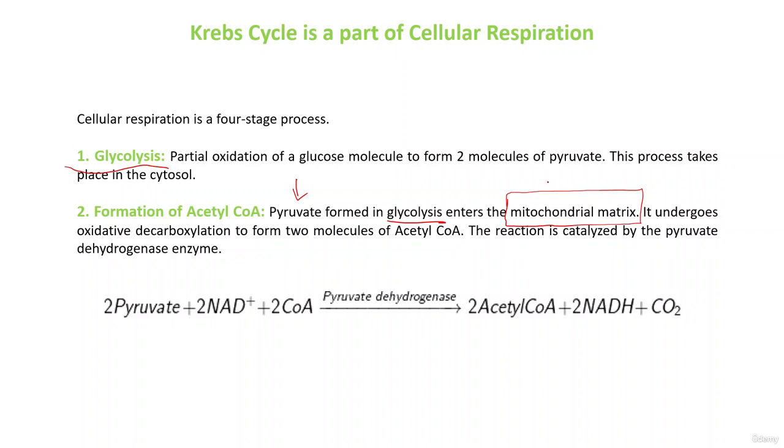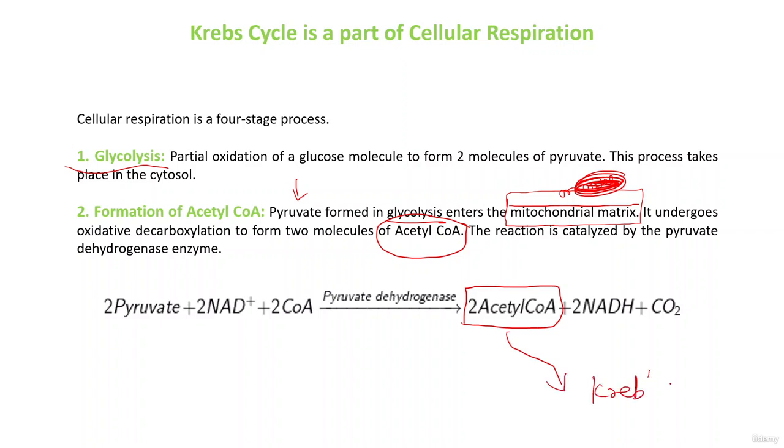Sometimes people confuse between the mitochondrial matrix and the cristae. So the answer is this is not the cristae. The location is the mitochondrial matrix only. Pyruvate undergoes oxidative decarboxylation to form two molecules of acetyl CoA. These two molecules of acetyl CoA will further enter into the Krebs cycle.